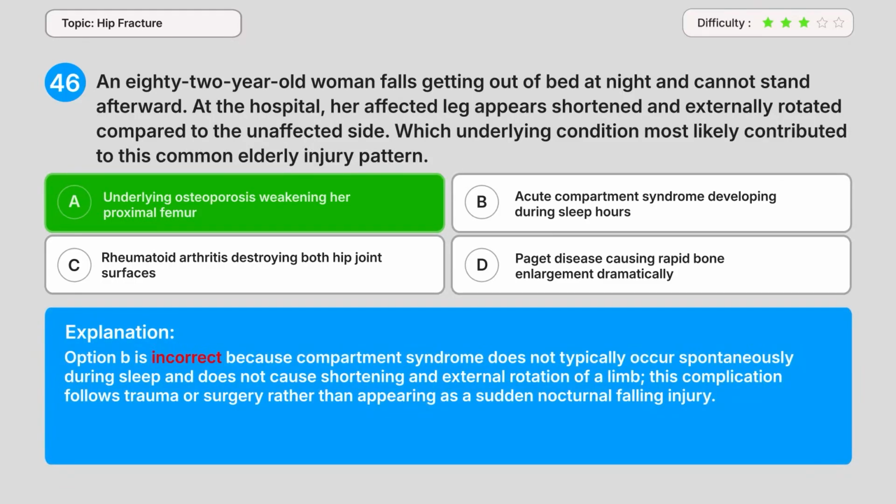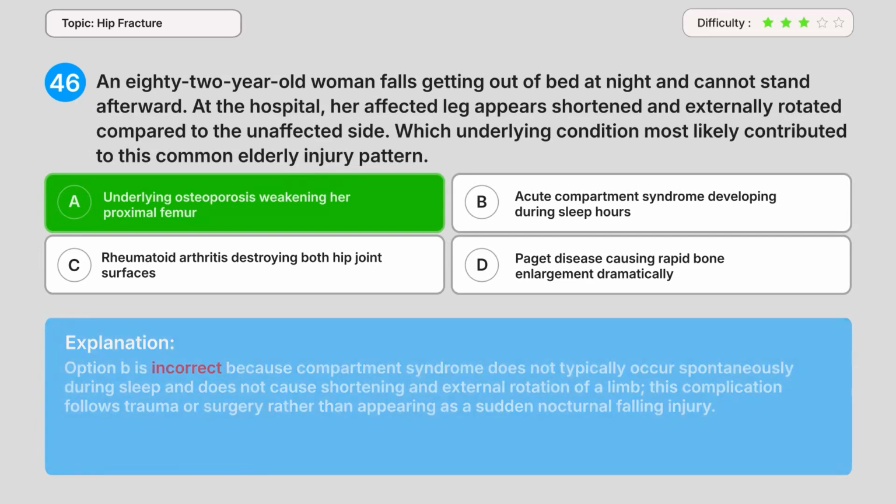Option B is incorrect because compartment syndrome does not typically occur spontaneously during sleep and does not cause shortening and external rotation of a limb. This complication follows trauma or surgery, rather than appearing as a sudden nocturnal, falling injury.